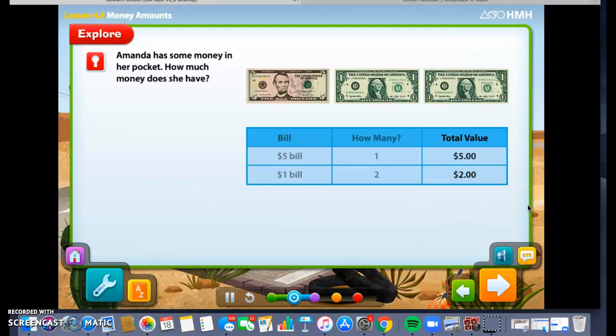To find the total value of all the bills, add $5 and $2. Well, that's easy. What's 5 plus 2? How much money in bills does Amanda have? Boom. Amanda has $7. Very good.